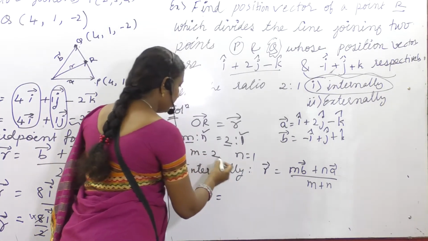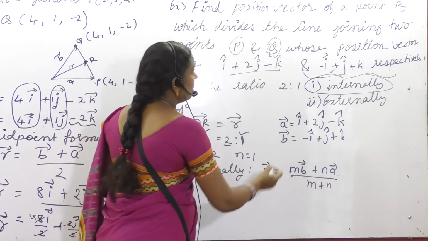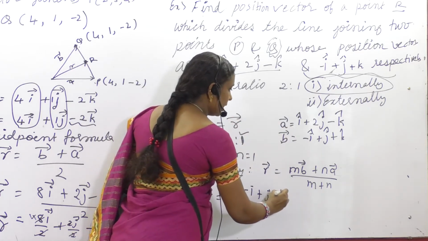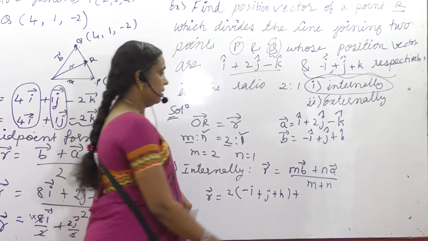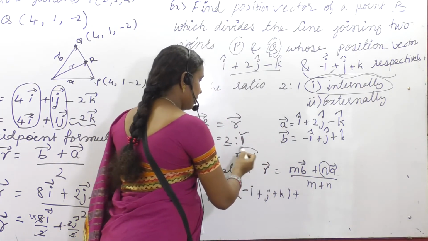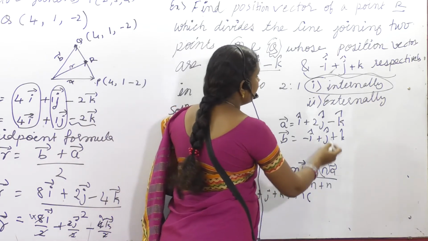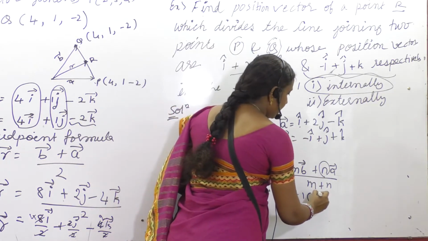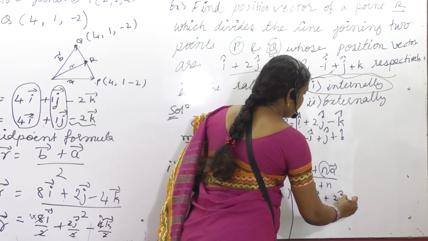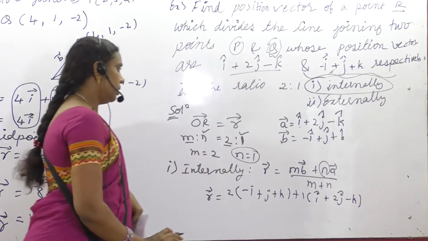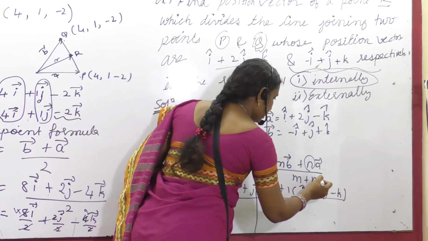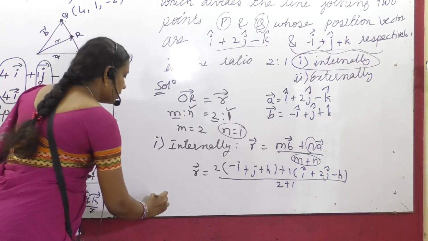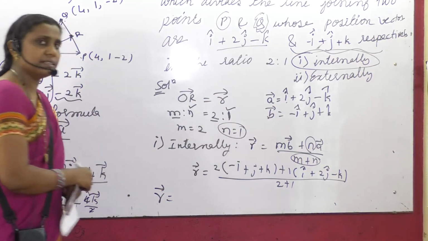continued here, m is 2, b, what is b? B here we have mentioned, the second vector, minus i plus j plus k. Okay. n, what is n? n is nothing but 1, am I right? And what is a? A is the first position vector mentioned in the question, 1i plus 2j minus k. Divided by what? m plus n. Is it not? Divided by m plus n. This is 2 plus 1. If you solve this, you will find the position vector, which is the answer required.